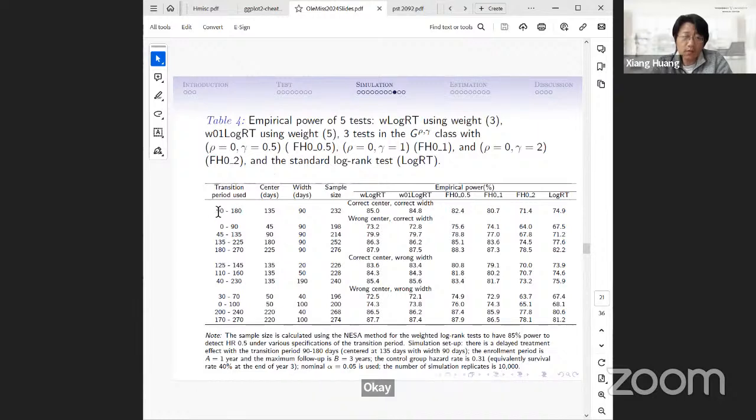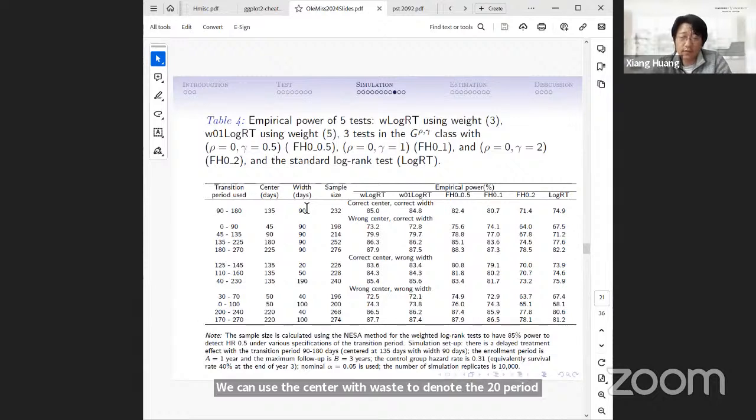So we know the true transition period is from 90 days to 180 days. That means for this transition period, the midpoint, the center, is 135, and the width is 90 days. For the transition period, we can either use two endpoints to denote it, or we can use the center with width. They are equivalent.